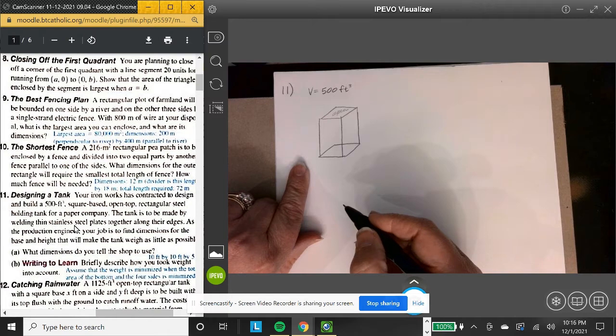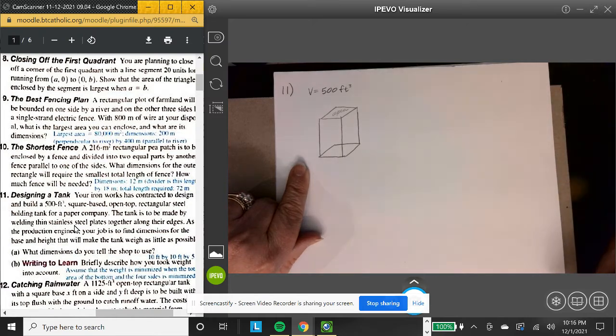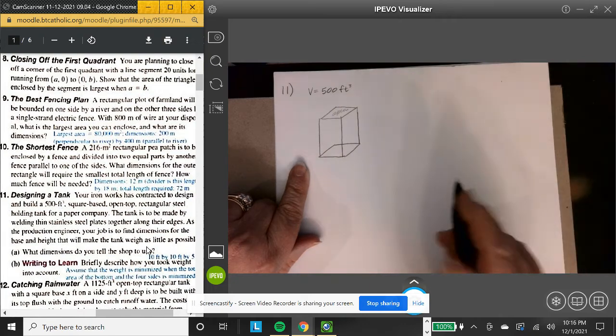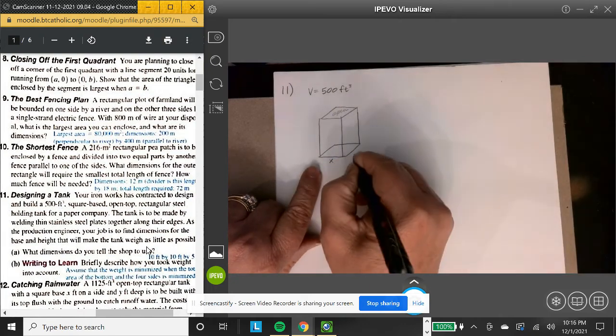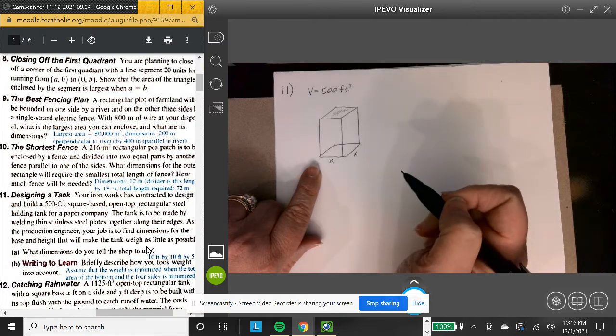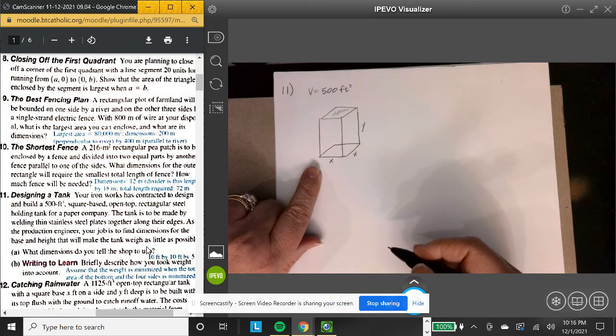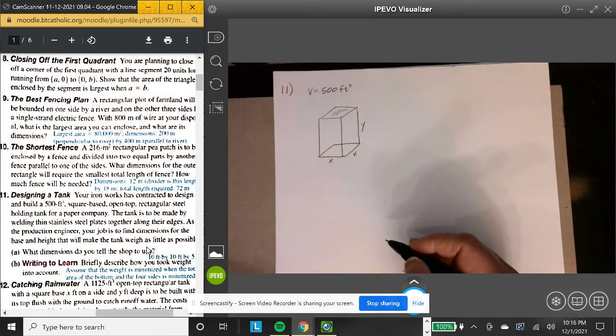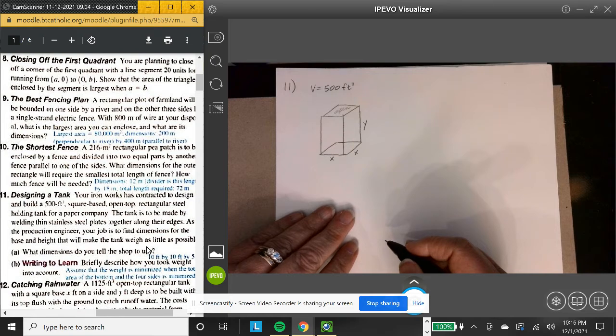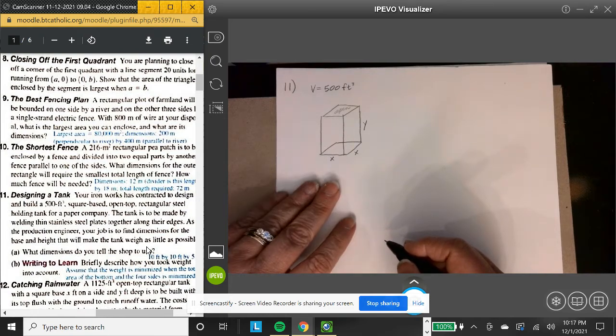The tank is to be made by welding thin stainless steel plates together along their edges. As a production engineer, your job is to find the final dimensions of the base and the height that will make the tank weigh as little as possible. I don't know this dimension, but it's a square base, so I'm going to call them x. And this is the height, and I'm going to call that y. Something that is going to weigh the least is going to be made out of the least material. So we're going to use surface area. We're going to minimize surface area.